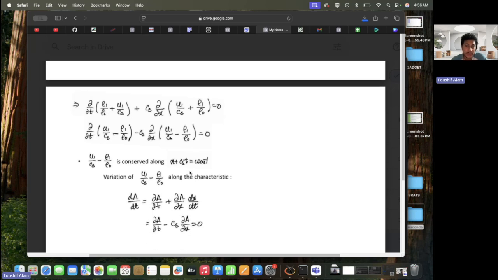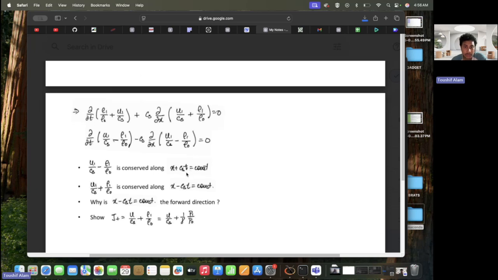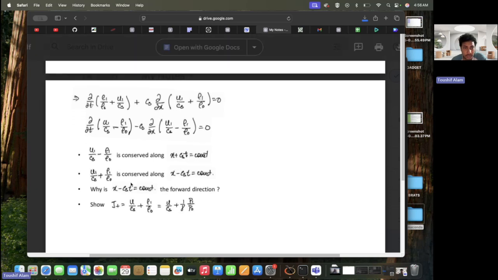Variation of U1 by Cs minus rho 1 by rho naught along the characteristic: dA by dt is equal to del A by del t plus del A by del x dx by dt. That means del A by del t minus Cs del A by del x is equal to 0. Okay, so U1 by Cs minus rho 1 by rho naught is conserved along this line, and the plus sign one is conserved along the x plus Cs t constant line.